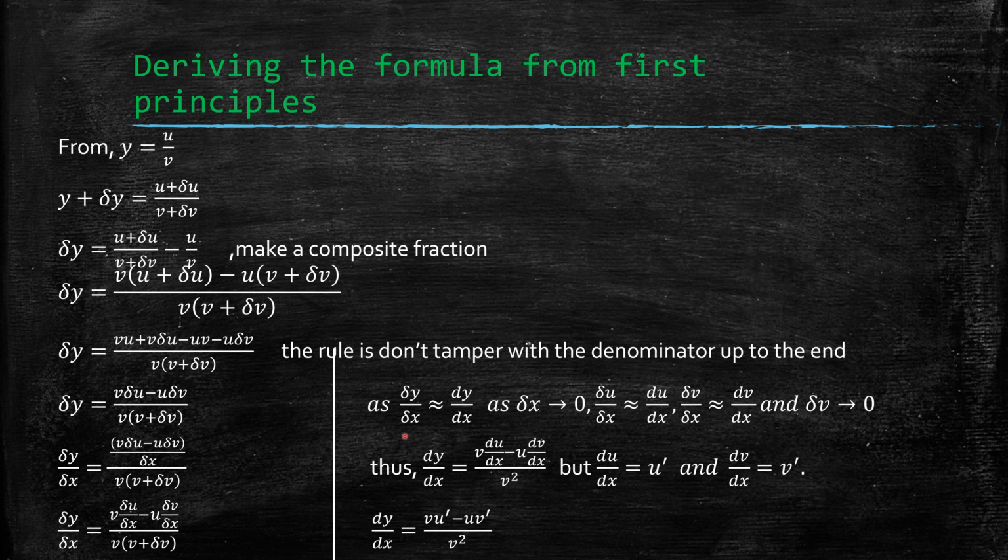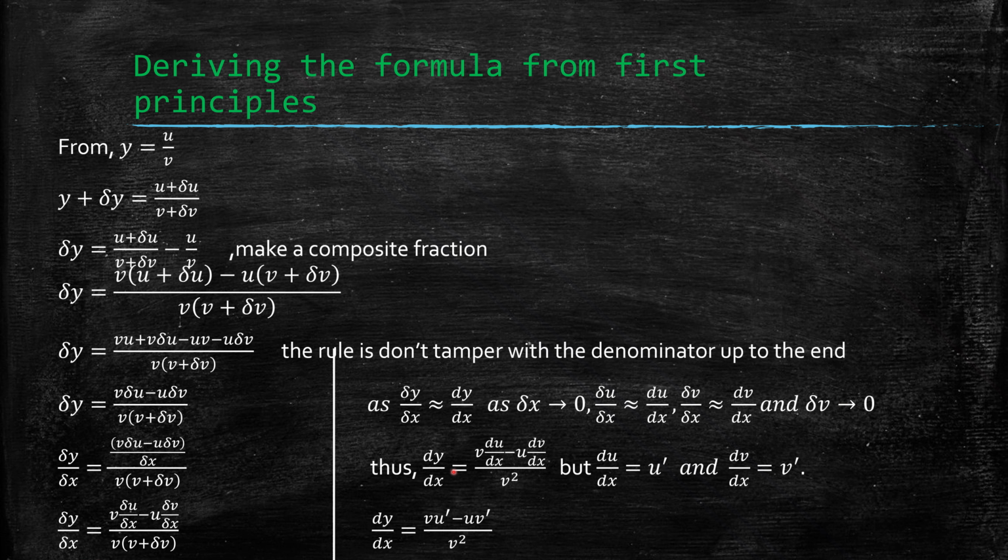This last step is when we take limits. When I take limits, small change in y over small change in x approximates to dy dx, where small change in x approximates to 0. That implies that this expression, which has small change in u over small change in x, is also going to approximate to du dx, which is the derivative of the function u in respect to x. And at the same time, small change in v over small change in x is going to approximate to dv dx, and small change in v is going to approximate to 0.